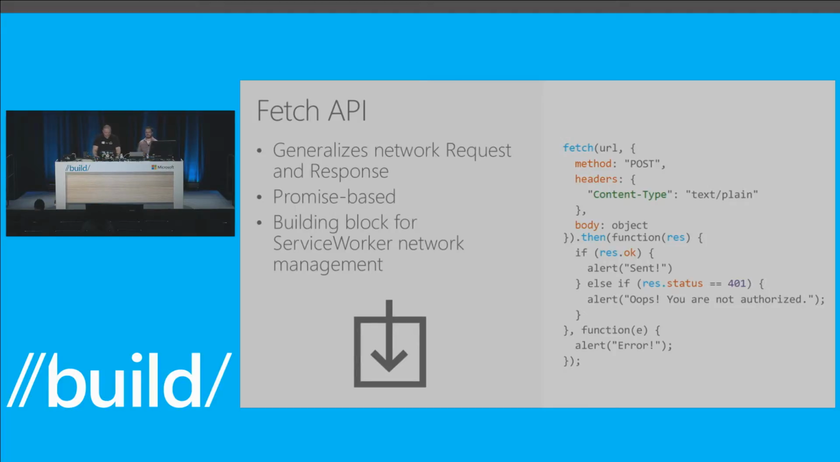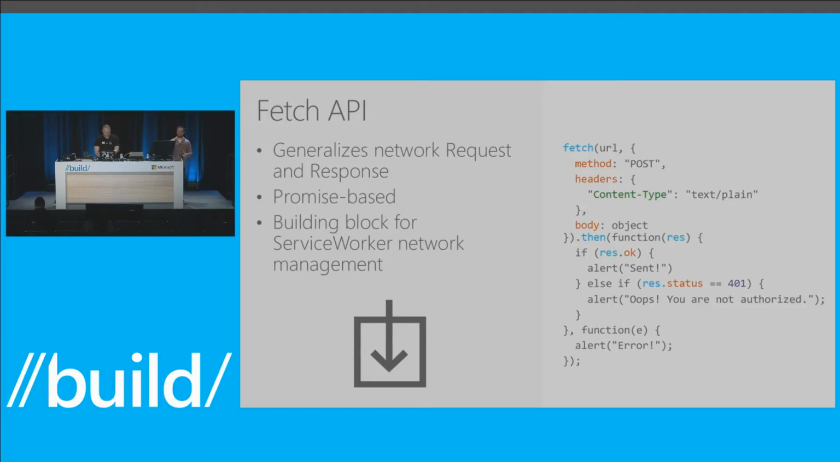The Fetch API is a cornerstone of a series of specs that we're prototyping around service worker, push notifications, and other web standards in that family. But the Fetch API is a new modern way to generalize network requests and responses. It's a promise-based API that allows you to make fetches and get responses through simple code like this. This is an example here. You can make a fetch, you pass in a URL and an options bag.